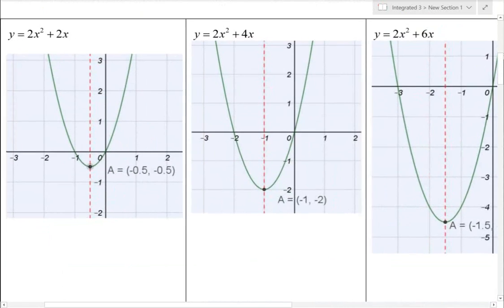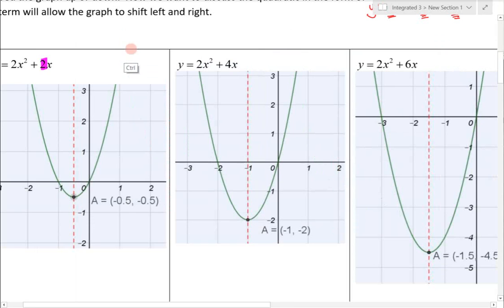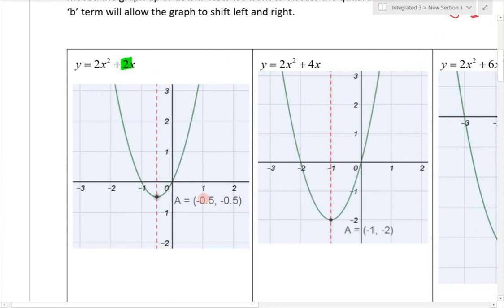Ultimately what we find out is that this b term, the term that has the x with it, x to the first, is going to move your graph left and right. So the c term moves it up and down, the b term moves it left and right. If we look at this one, this b term right there is directly related to that number right there. We'll talk about how we find that in a moment.